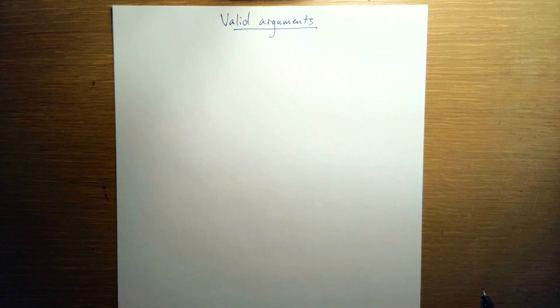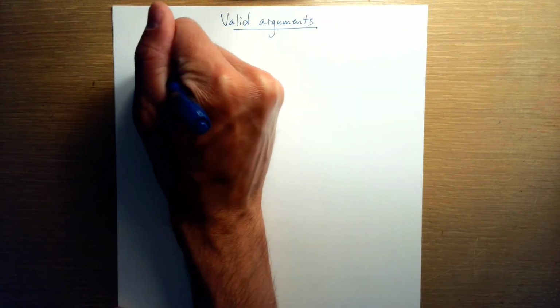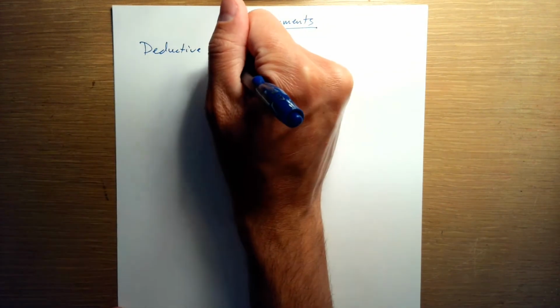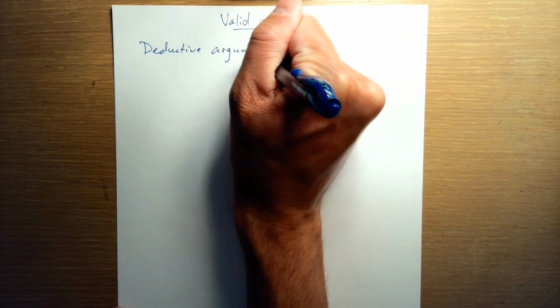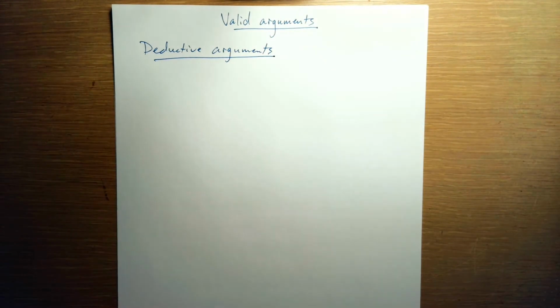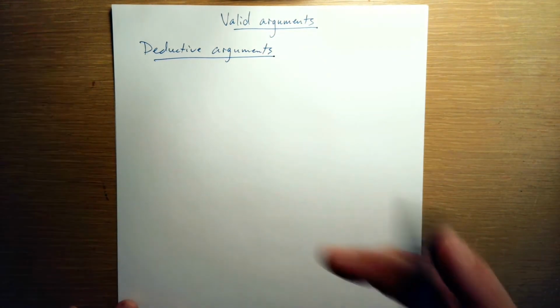In this video we'll look at valid arguments, and in particular we'll be looking at deductive arguments. So I think first we'll define what a deductive argument is. Basically a deductive argument is one that uses logic and follows formal procedures.